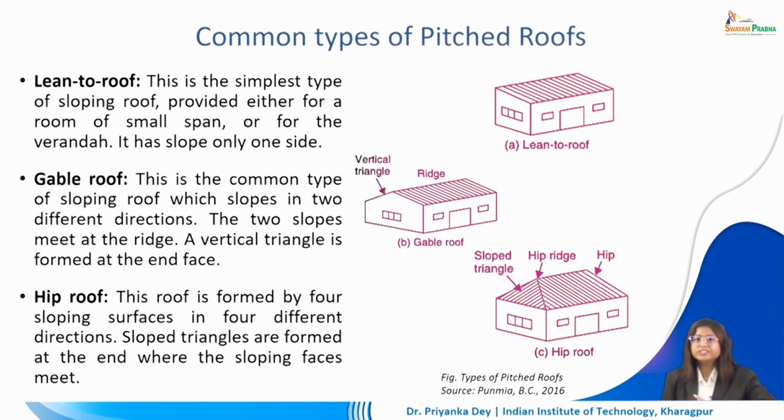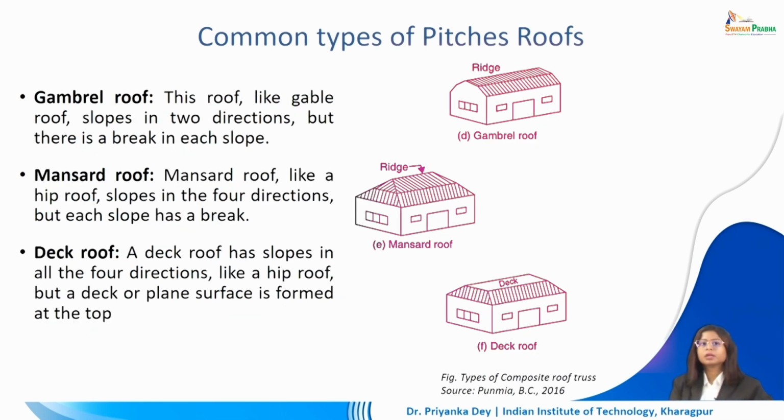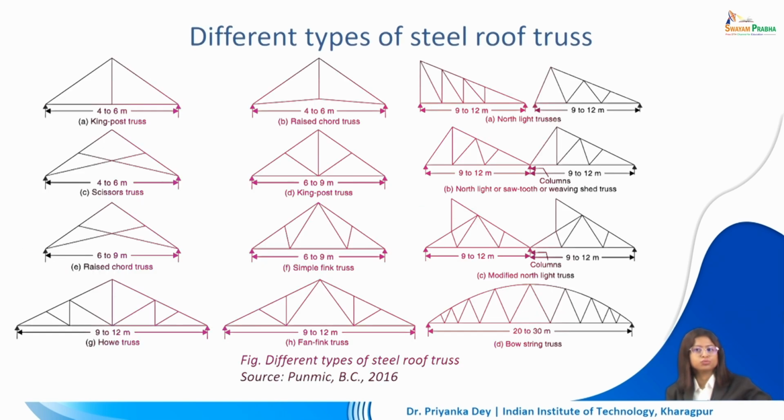Now, lean-to roof is a very common simple type of roof where you are leaning in only one direction. The gable roof is such that the slope is in two directions. The hip roof is sloping in four different directions. The gambrel roof is again sloping in two directions, but there is a change in slope or pitch along the slope. Now, mansard roof is again sloping in four directions, but there is a break or change in the pitch. Now, deck roof again sloping in four directions, but there is a flat surface created on top. So, these are common types of shapes of pitched roof.